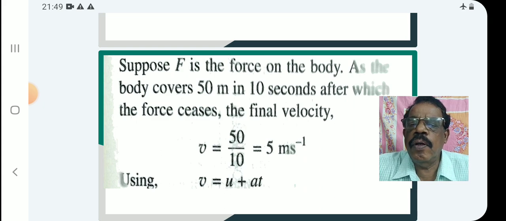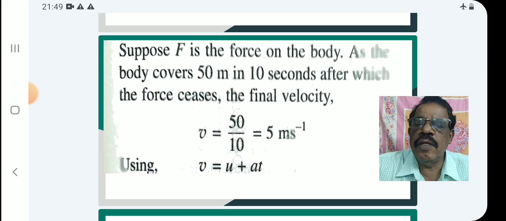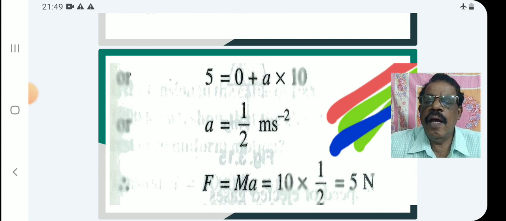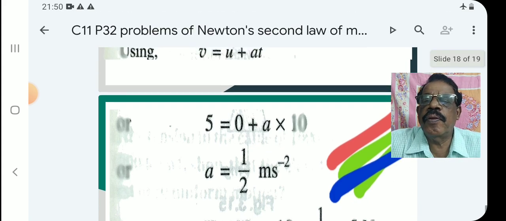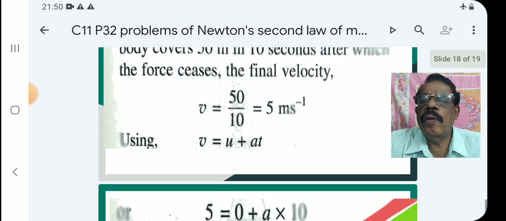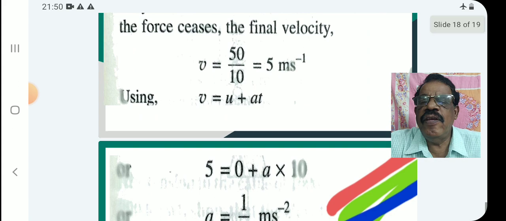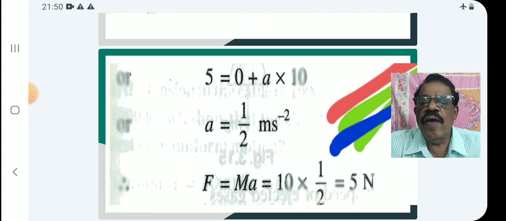(അപ്പോൾ ഇവിടെ v കാണുമ്പോൾ) v is s by t, distance by time, 50/10, 5 meter per second. (പിന്നെ v is u plus at വെച്ചിട്ട് നമ്മൾ a കണ്ടുപിടിക്കണം. a കണ്ടിട്ട് f is ma അപ്ലൈ ചെയ്യുമ്പോൾ 5 Newton എന്ന് കിട്ടും. അത്രയേ ഉള്ളൂ. ആദ്യത്തെ വെലോസിറ്റി കാണാനായിട്ട് നമ്മൾ എസ് ബൈ ടി എടുക്കണം. പിന്നെ ഈ v is u plus at എടുക്കുമ്പോൾ ആക്സലേഷൻ കണ്ടുപിടിക്കുക.) Acceleration: 5 is 0 plus a into 10, so a is 1/2. Then force F is ma, 10 into 1/2, 5 Newton. That is the answer.